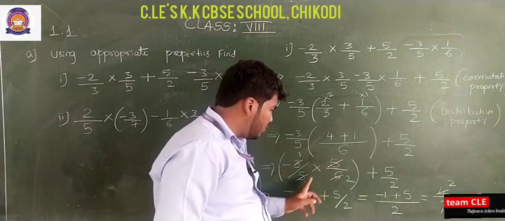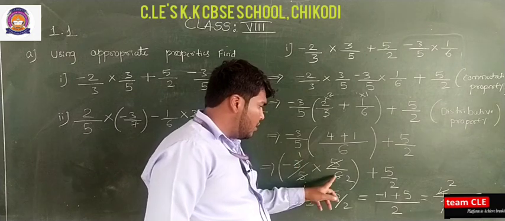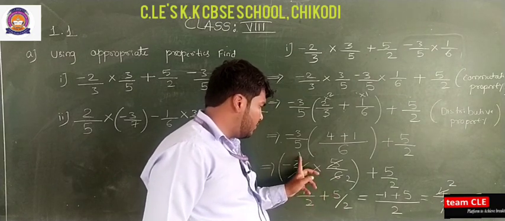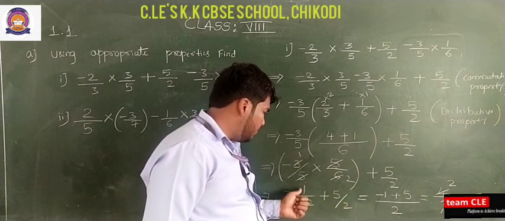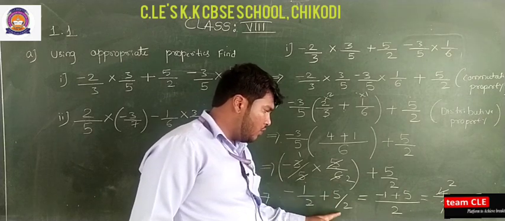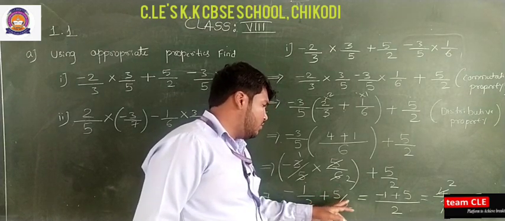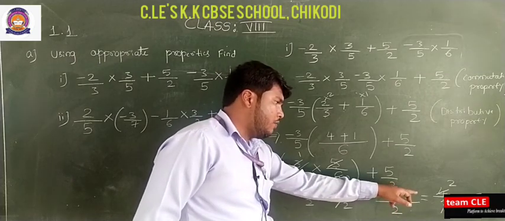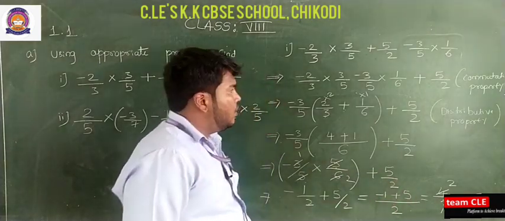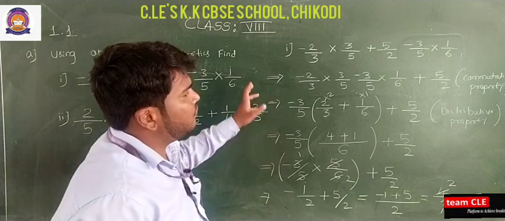So 5 gets cancelled. So 3 1s are 3, 2s are 6. So 5 gets cancelled, 3 1s are 3, 3 2s are 6, so getting minus 1 by 2 plus 5 by 2. So both the denominators contain the same numbers. That is minus 1 plus 5, that is 4 by 2, which is equal to 2. So I hope you understood this first problem.